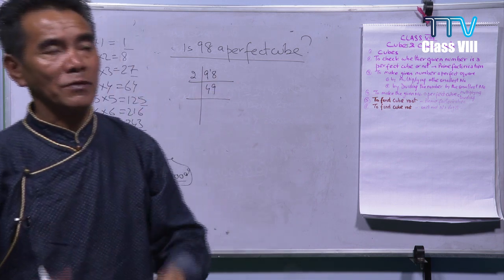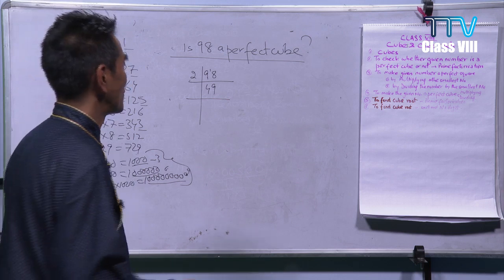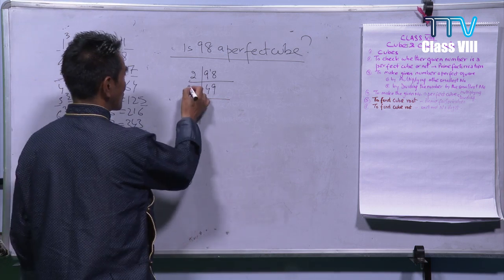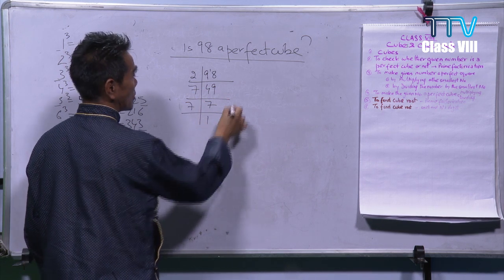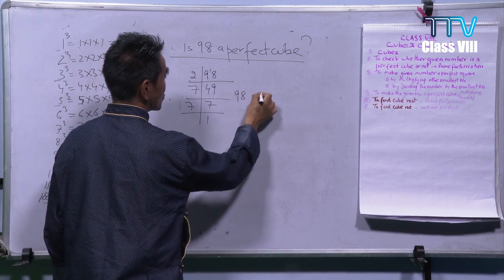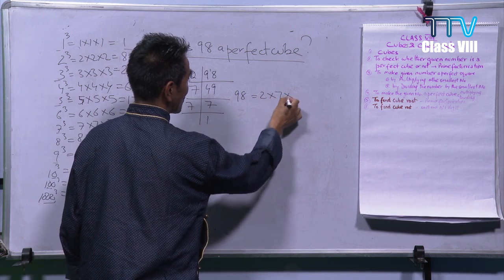The next prime number is 7. 7 times 7 is 49. So 98 is equal to 2 multiplied by 7 multiplied by 7.